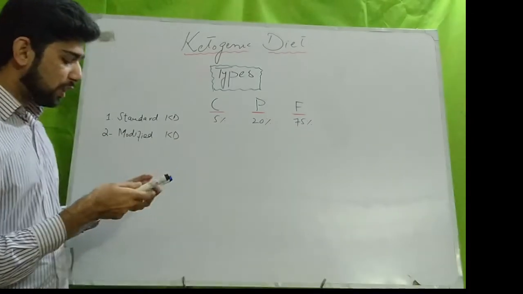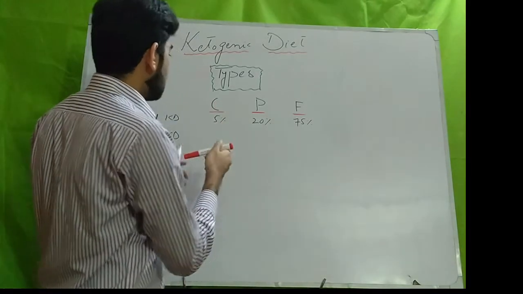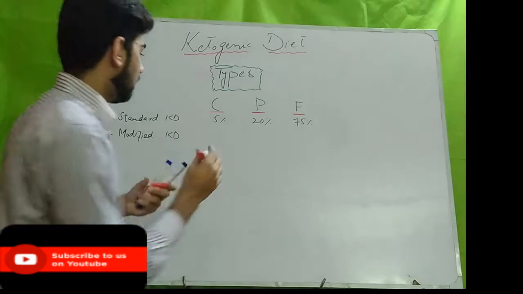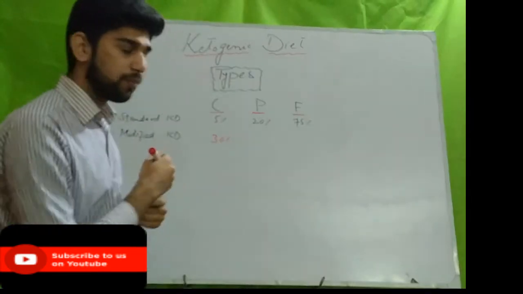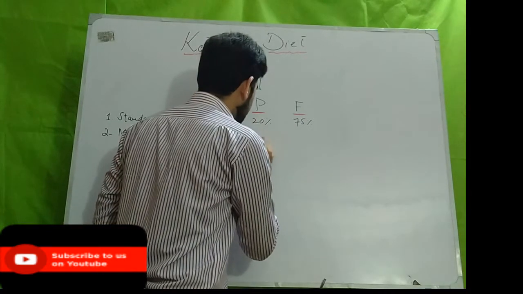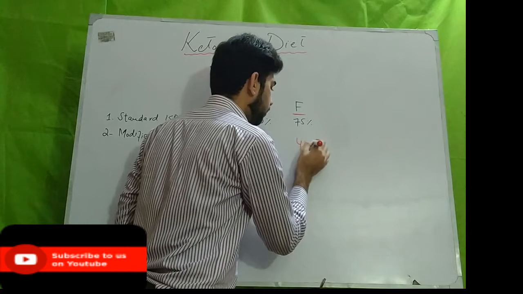In the modified ketogenic diet, we increase the percentage of carbohydrate and protein in our diet. We increase it up to 30% carbohydrate, 30% protein, and the remaining 40% fat.